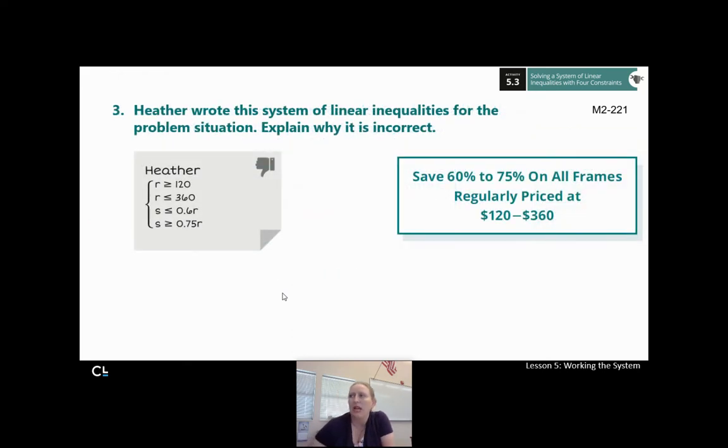I want to just have you check somebody else's work real quick. Heather wrote this system of linear inequalities for the problem situation. Can you explain why it's incorrect, what she did wrong? Go ahead and hit pause, write it down, and then hit play when you're ready to check your work.